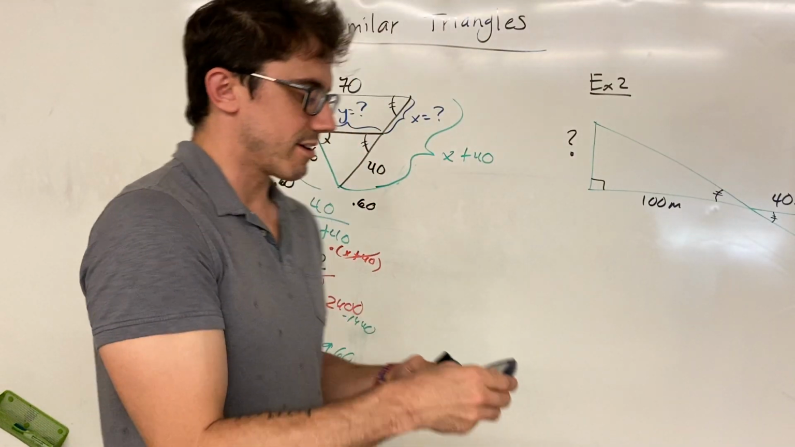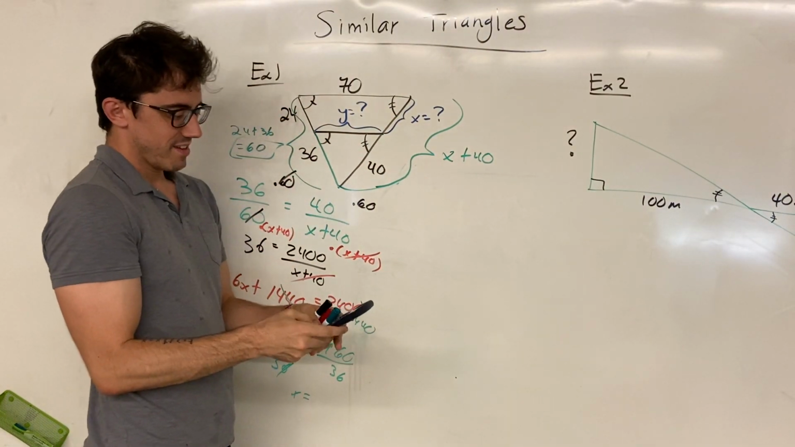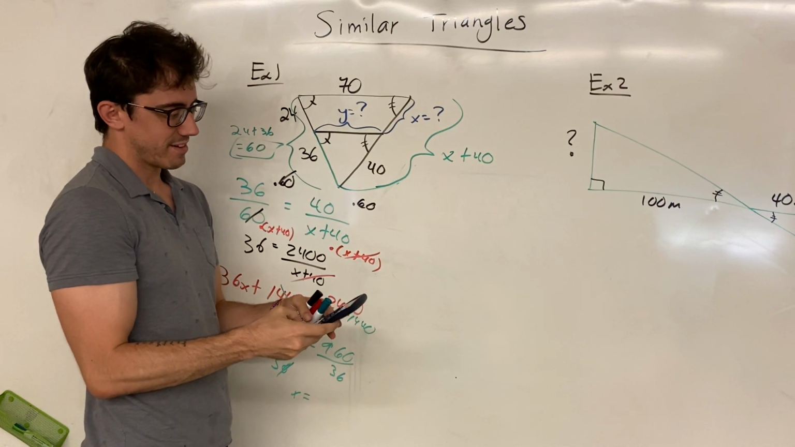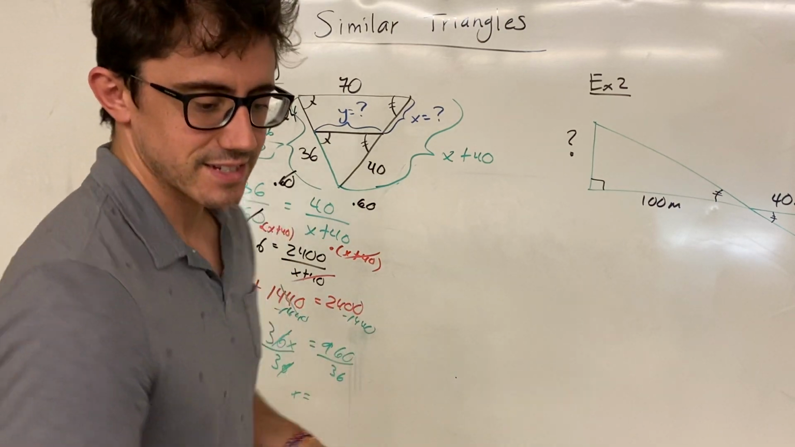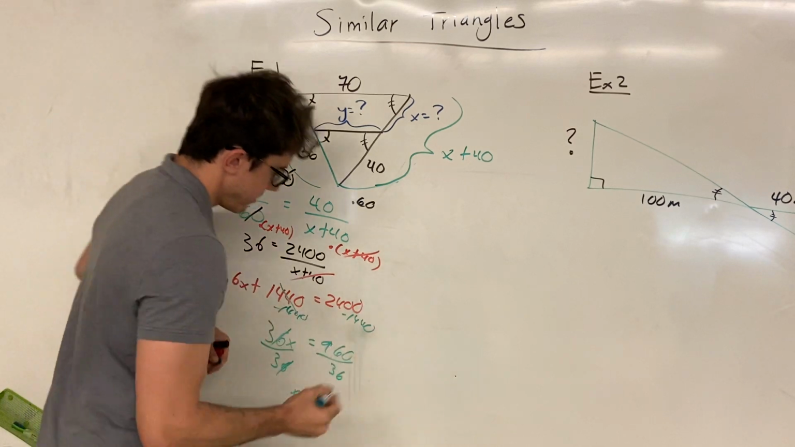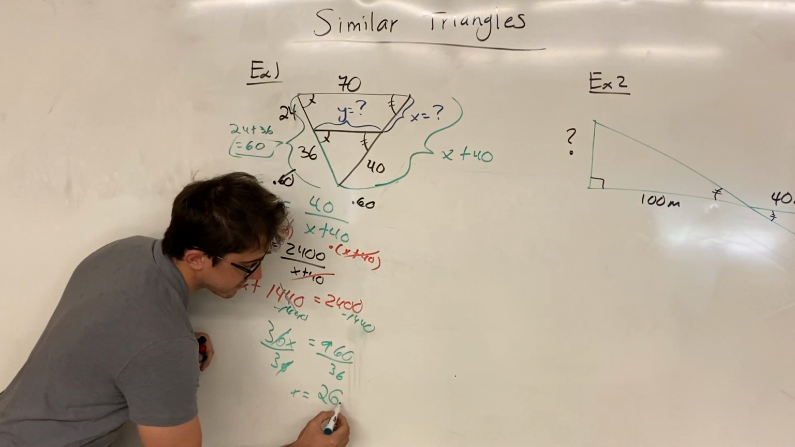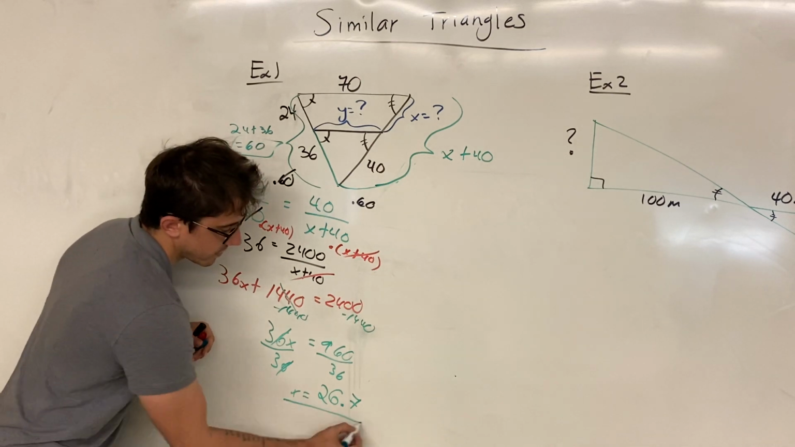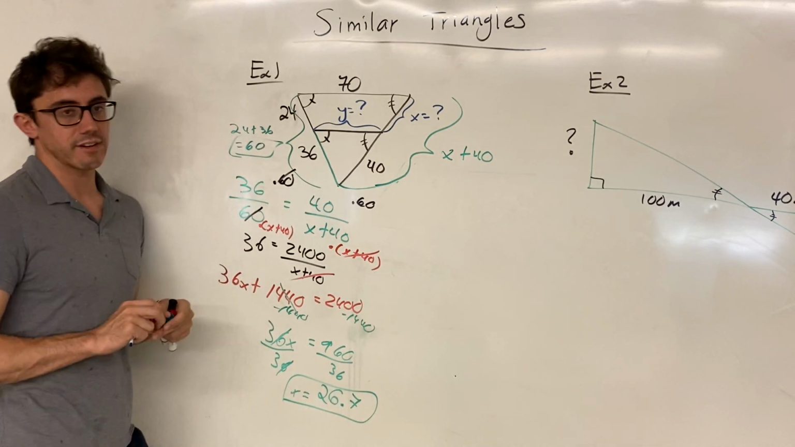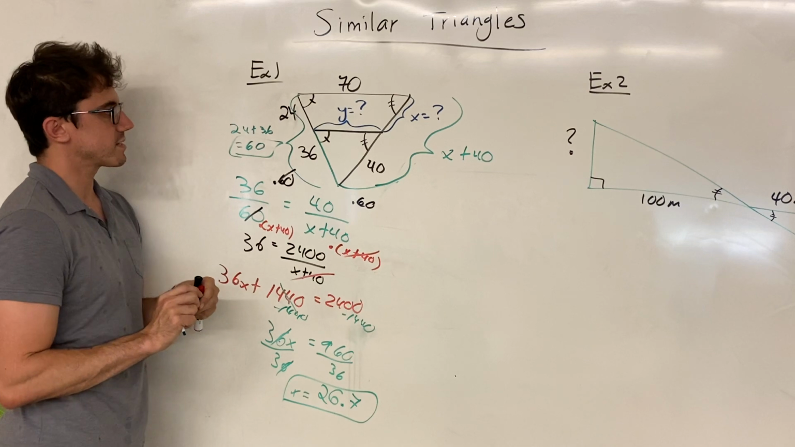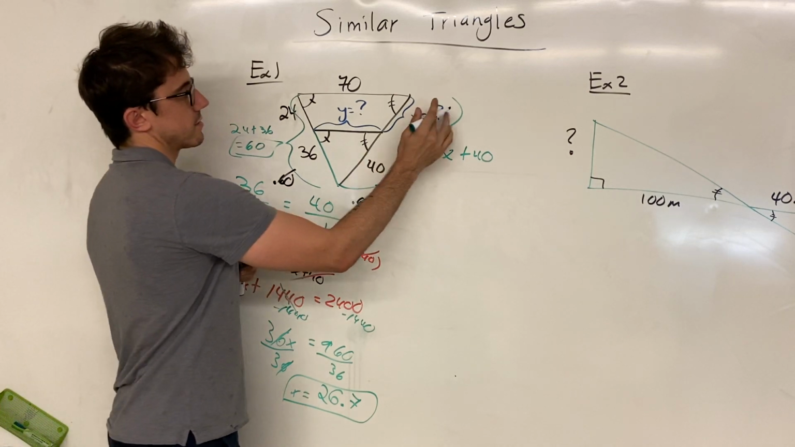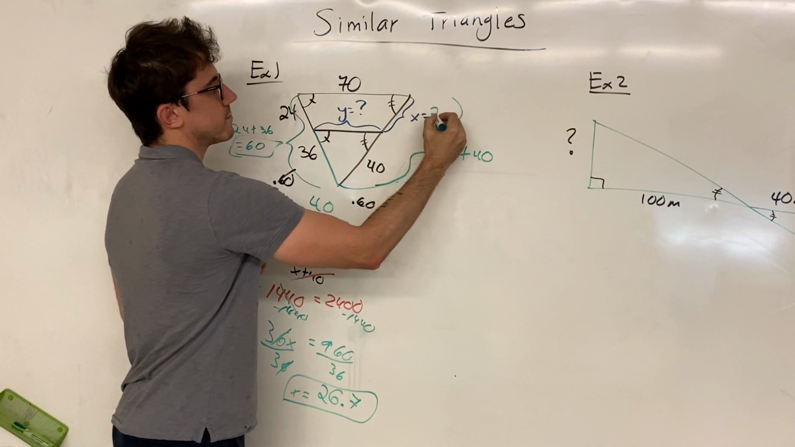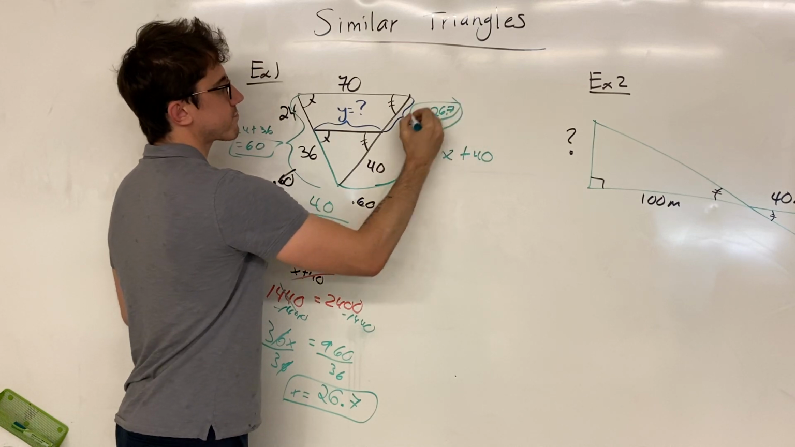Feel free to use a calculator at home too if you're following along. We have 960 divided by 36, which is 26.6 repeating. If we want to round it to one decimal place, 26.7. I didn't put any units, so let's just leave it as generic units. So x is 26.7. So that is our x value over here, okay?